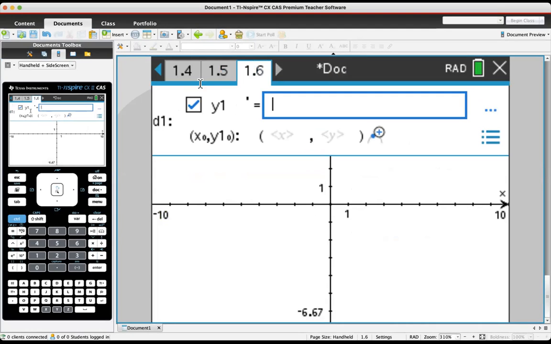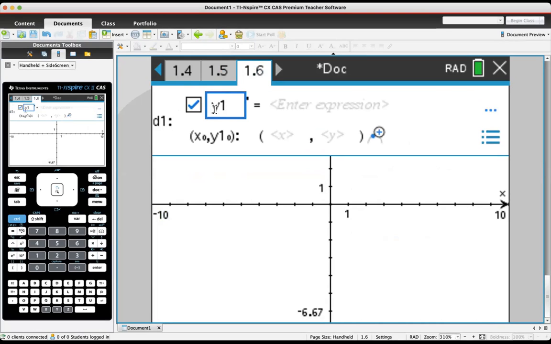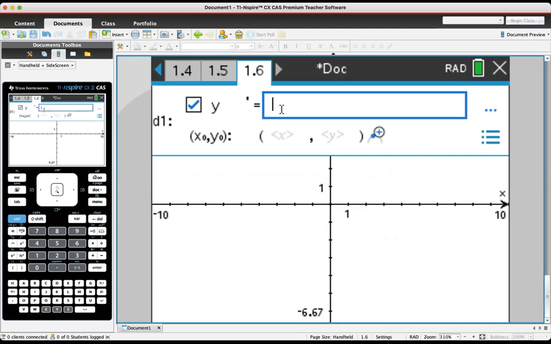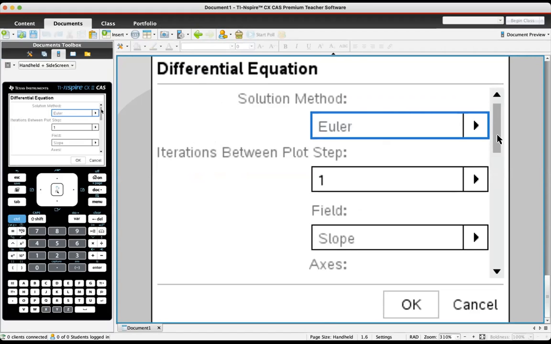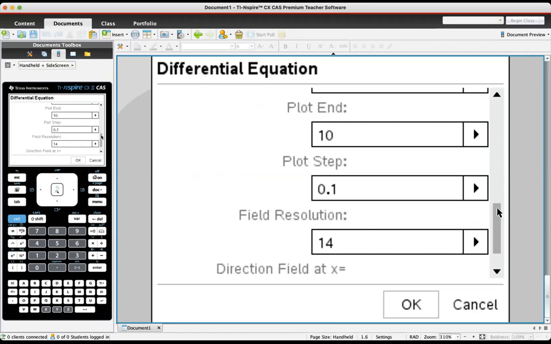Now notice one thing, the default letter here was y1. You don't want to use y1, delete the y here. Let's try y divided by x. You can leave the initial condition x naught, y naught optional, leave them blank. But before you press enter, it is highly recommended to press edit parameters and drag it down to the end. Find this category, field resolution. Normally I will change this number to 30 and press OK.